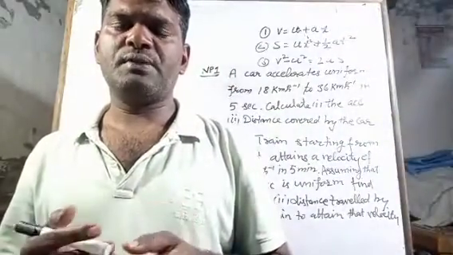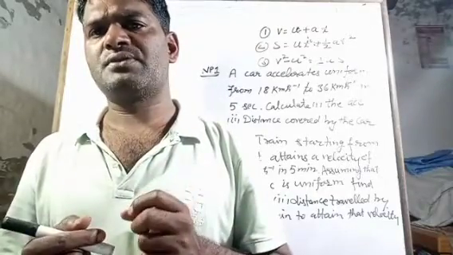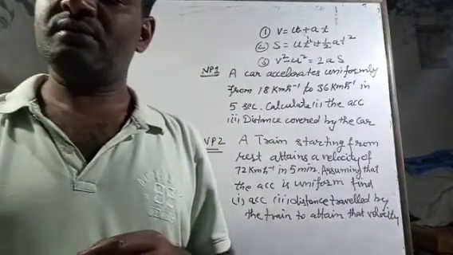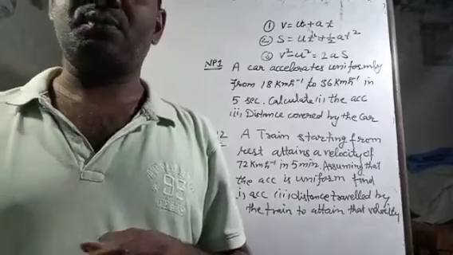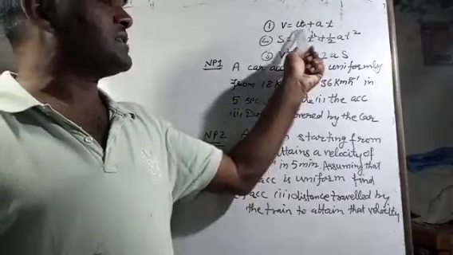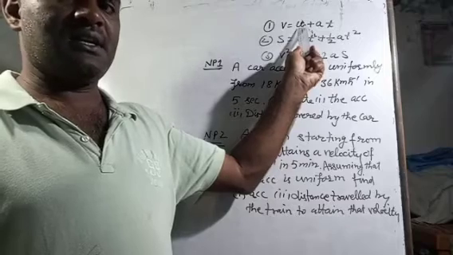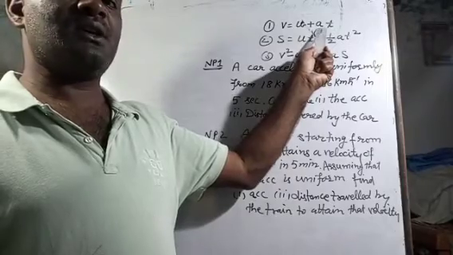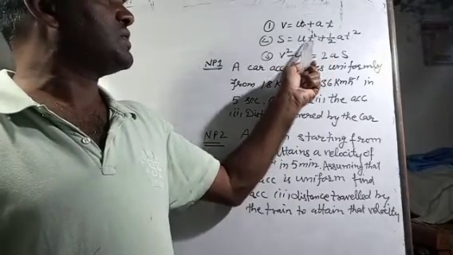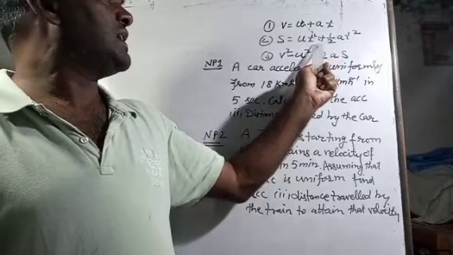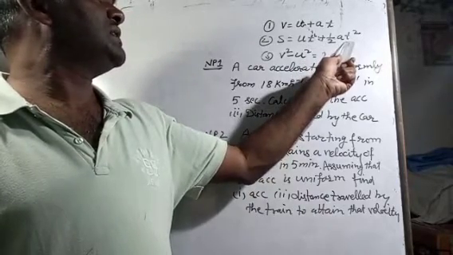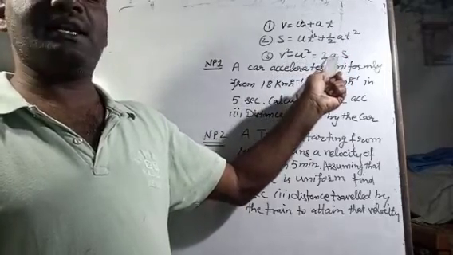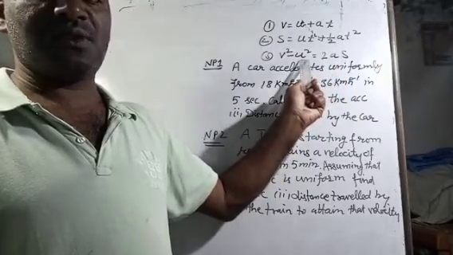Our today's topic will be based upon our previous topic, in which we have derived a few equations of motion. There are basically three equations of motion by graphical method. First equation, v is equal to u plus at. That is the velocity-time equation. Next equation was s is equal to ut plus half at square. It was the position-time equation. And last one, v square minus u square is equal to 2as. It was the position-velocity equation.